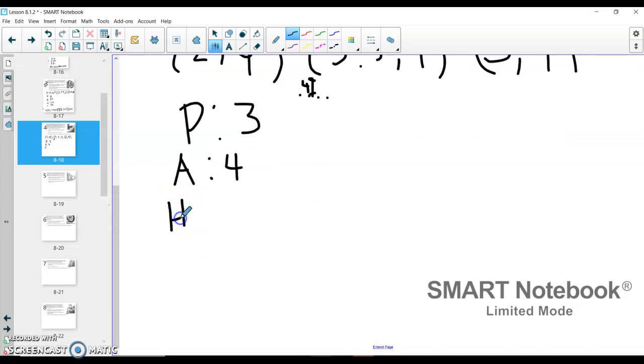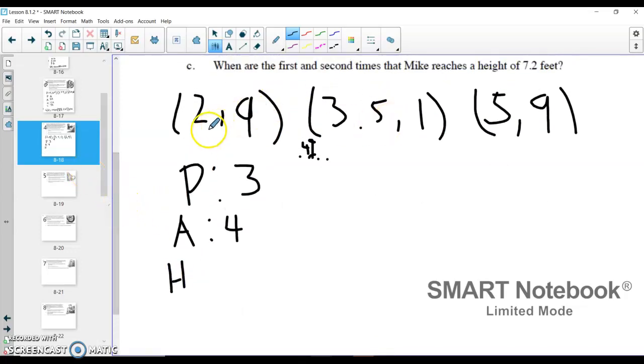My horizontal shift, I want to start at the first high point because it's a cosine function. So my first high point is at 2. If I went back 1.5 seconds, I'd be at a low point. I don't want to start at a low point. It messes everything up. And so I've got to start with that first high point at 2 seconds. So I'm shifting horizontally 2.